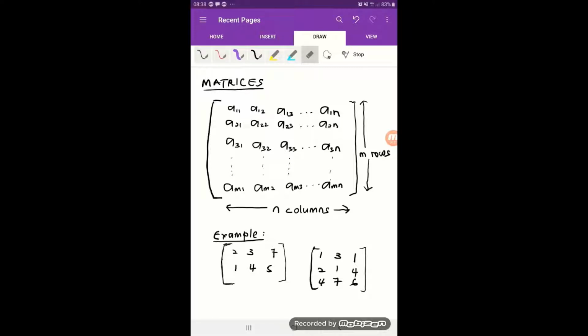In the general form, a matrix has m rows and n columns. What is the meaning of m rows and n columns? This is the first row, second row, third row, until m rows. And then this is the first column, second column, third column, until n columns. So the order of this matrix is m times n.